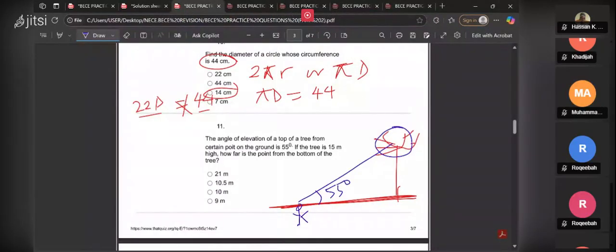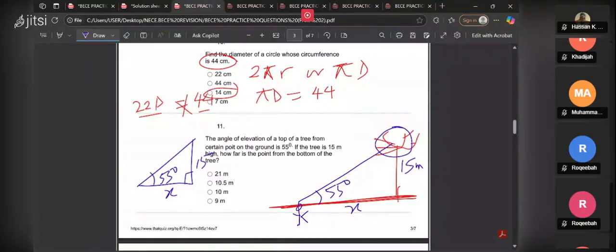If the tree is 15 meters high, how far is this point from the bottom of the tree? That is from this place to this place. This is what we are looking for. That means we have this right angle triangle. This is 15, this is x, and this is 55. This is a right angle triangle.